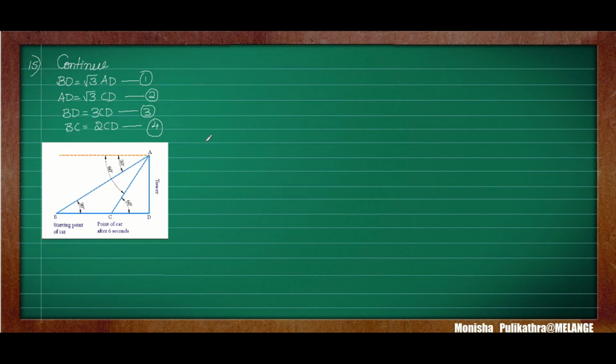So let us do the continuation of the 15th problem. In that, the first equation was BD is equal to root 3 CD. The second equation was AD is equal to root 3 CD. And BD is equal to 3 CD is the third equation. And the last equation we got is BC is equal to 2 CD. So now we need to find out the speed of a car to cover this distance, BC distance, in 6 seconds.